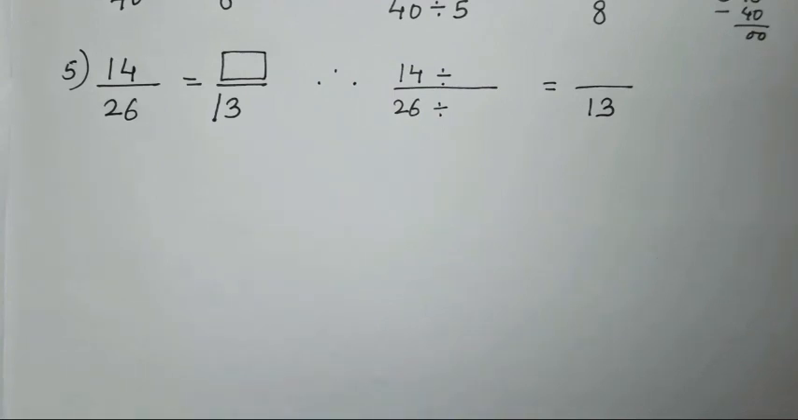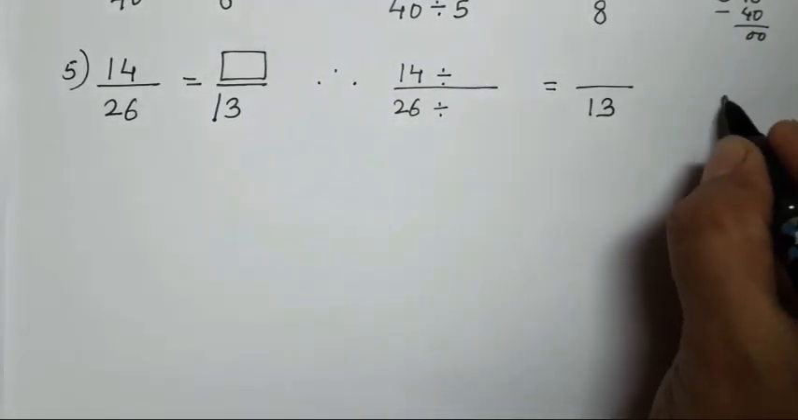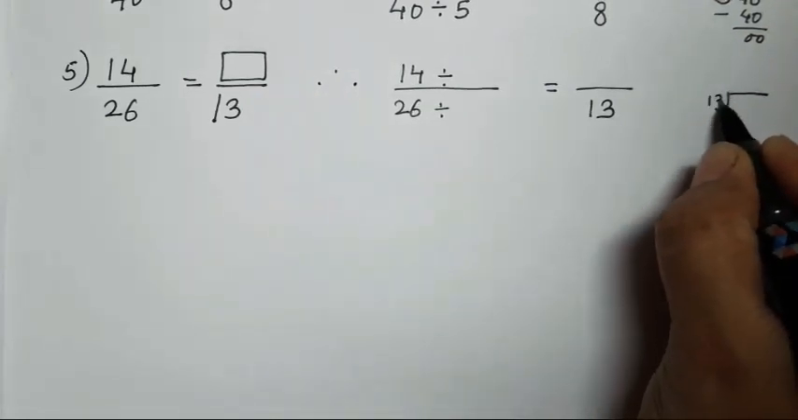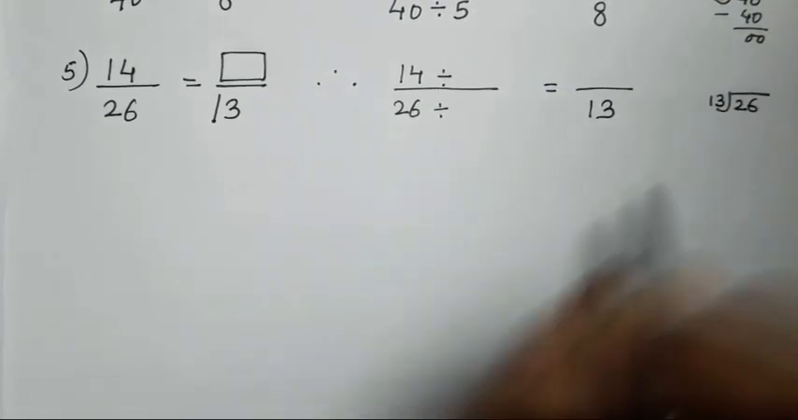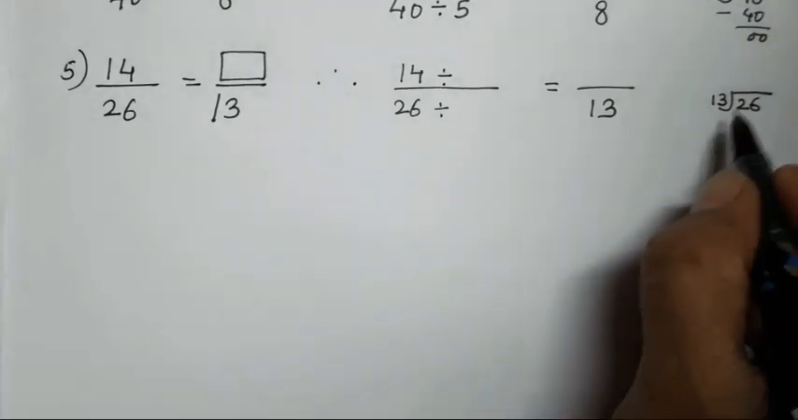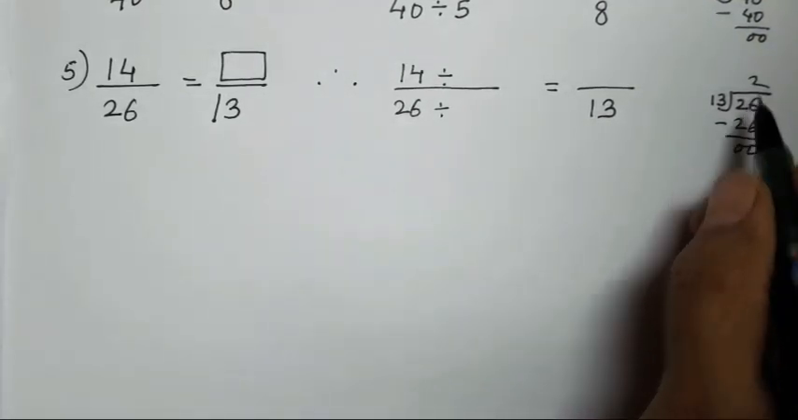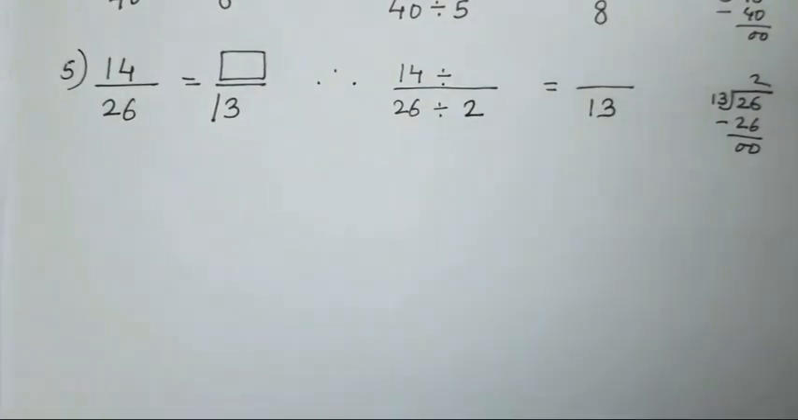Alright, so as I said, if you know the table, it's well and good. If you don't know, divide it in this way. So 13 and 26. 13 2s are 26. So what answer will be over here? 2. That means you have to divide 26 by 2 in order to get 13.